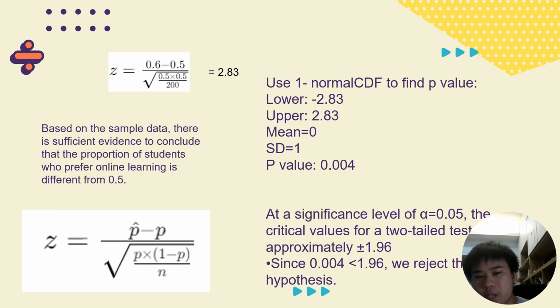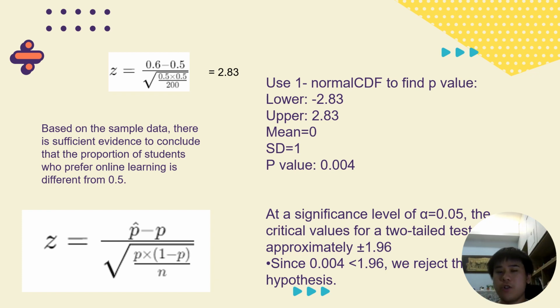Now your mean and standard deviation are 0 and 1, since they're not given. Press in all those numbers, paste, and that gives you a value of 0.004. That's your p-value. Now, since you have the p-value, compare that p-value with our significance level, 0.05. Since 0.004 is less than 0.05, we reject the null hypothesis.